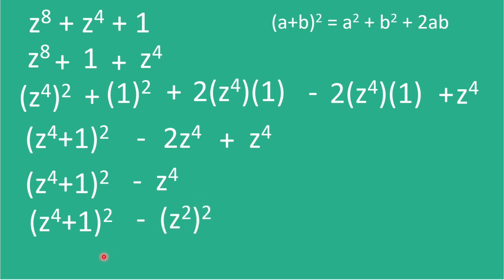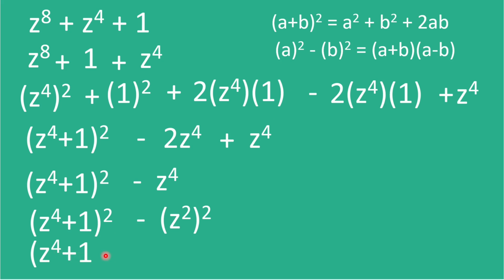And now we will use another algebraic identity: a squared minus b squared equals a plus b into a minus b. Here we have a equal to z power 4 plus 1 and b equal to z squared. So we will expand this according to this formula. This will become z power 4 plus 1 plus z squared, into z power 4 plus 1 minus z squared.